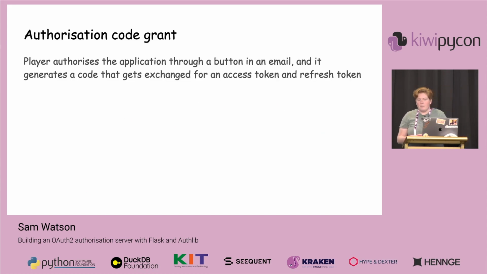In a game, the main grant type that is used is the authorization code. This grant works by the player entering their email address, confirming their email, and then the authorization code gets generated. And then the player goes back to the game where the game has grabbed the authorization code and it gets exchanged for an access token and a refresh token.